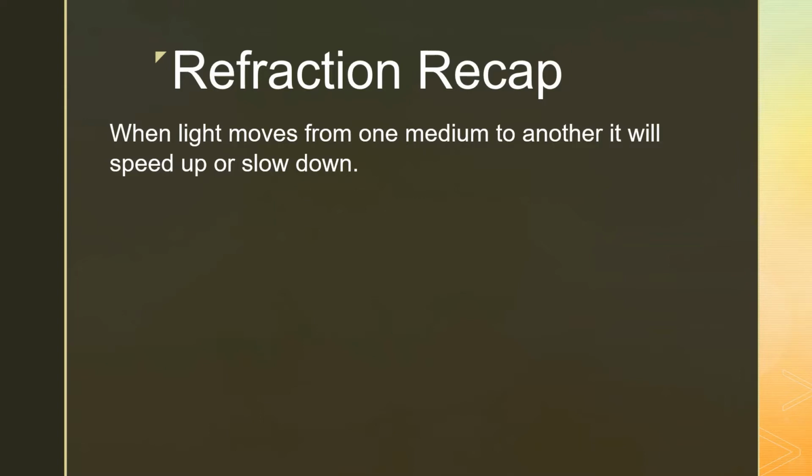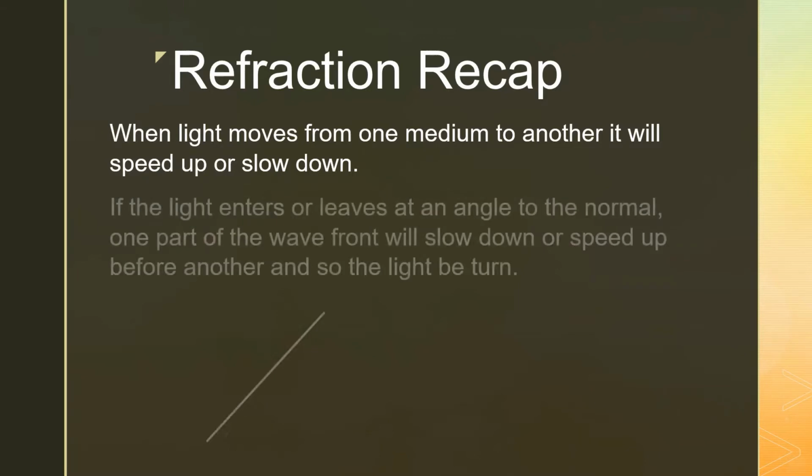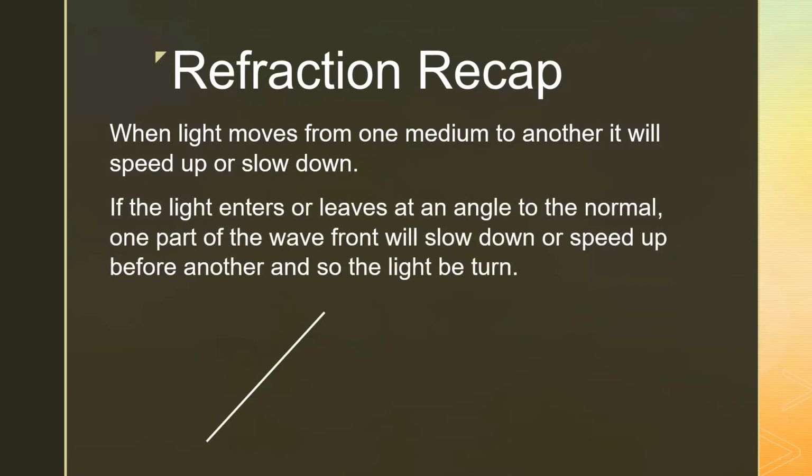Now, if the whole wave enters that region at the same time, then nothing's going to happen other than the wavelength changing. So as it slows down, the wavelength is going to decrease. But if it happens at an angle, that's going to cause refraction to occur. Now, why does this happen?